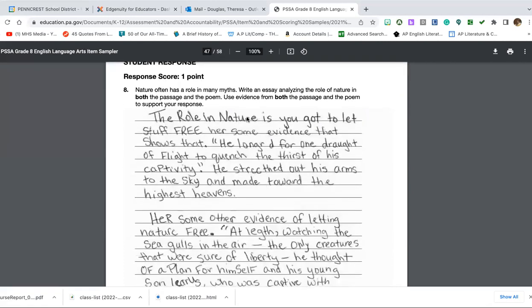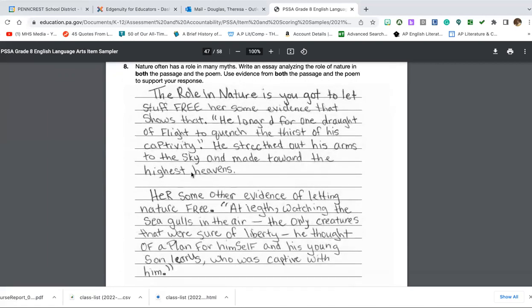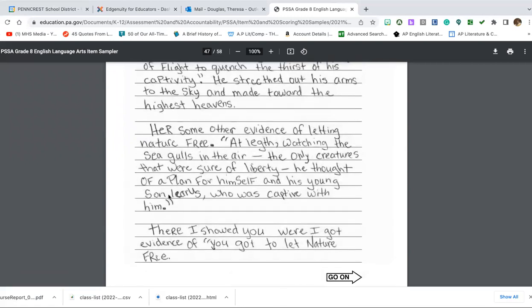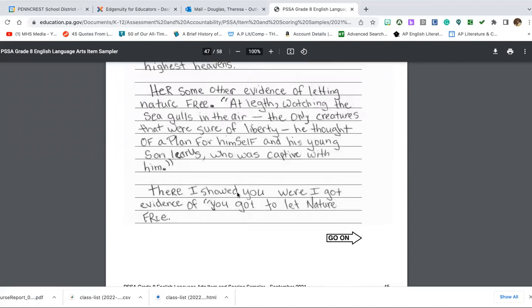He wrote, the role in nature is that you got to let stuff free, from evidence that shows that. He longed for one draught of flight to quench the thirst of his captivity. He stretched out his arms to the sky and made toward the highest heavens. Then, from other evidence of letting nature free, at length watching the seagulls in the air, the only creatures that were sure of liberty, he thought of a plan for himself and his young son Icarus, who was captive with him. There I showed you where I got evidence of you got to let nature free.